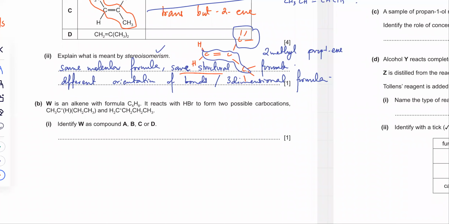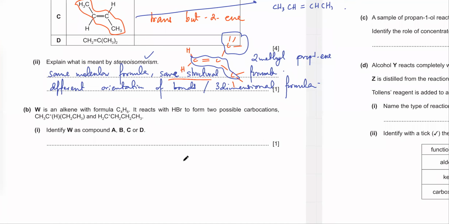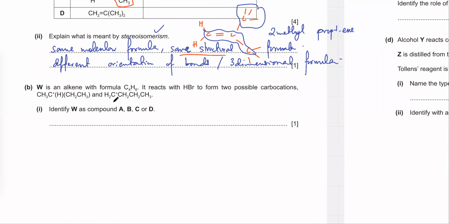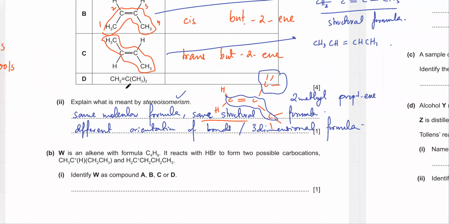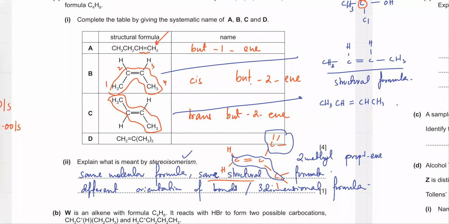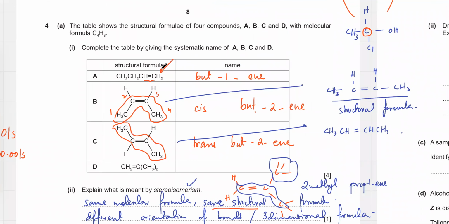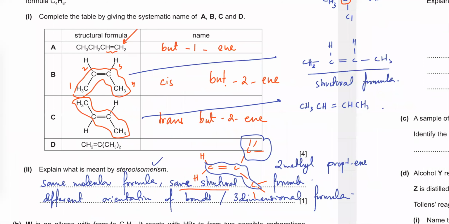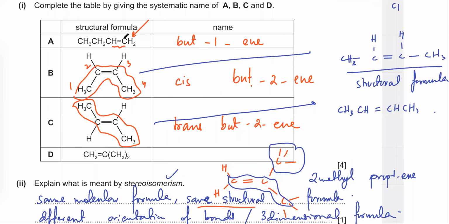And now the question is, he's saying W is an alkene with the formula C4H8. He had already given us 4 structures: either the 4 carbon atoms are in a straight line and there's a double bond, or the double bond is in the middle and they would form 2 cis-trans isomers, or it's going to be a branched structure, which was this one.